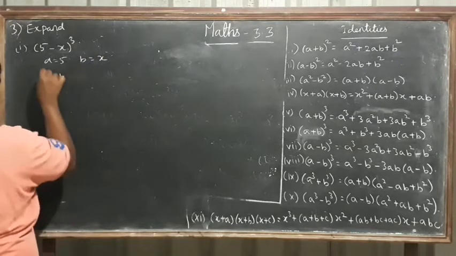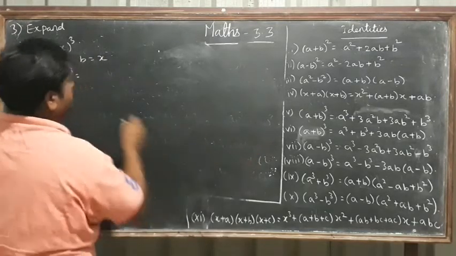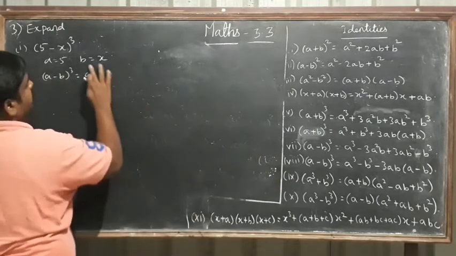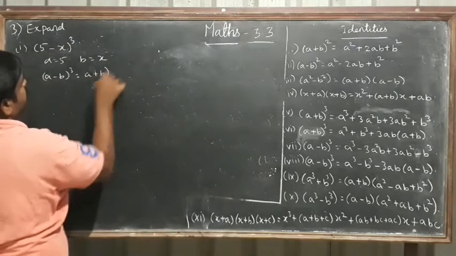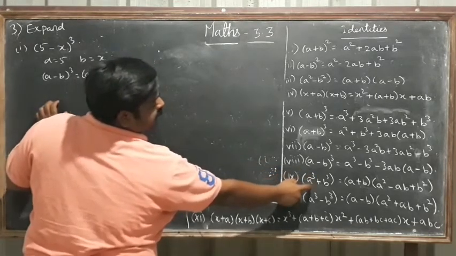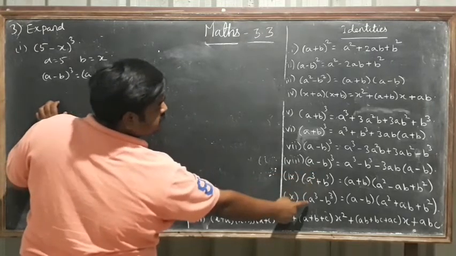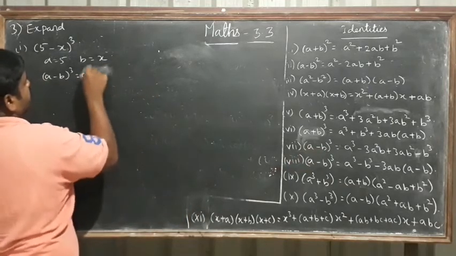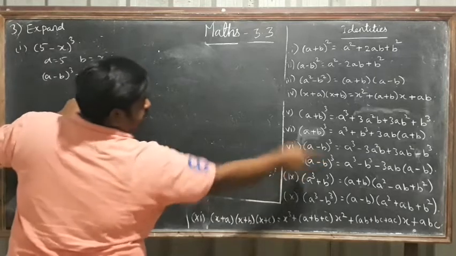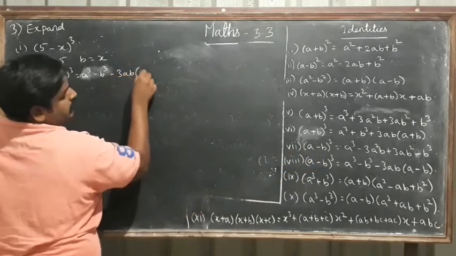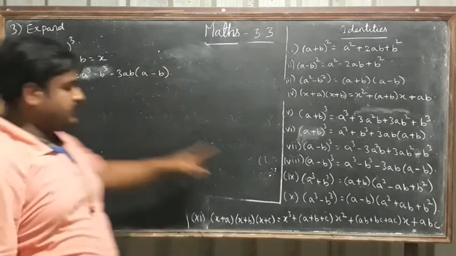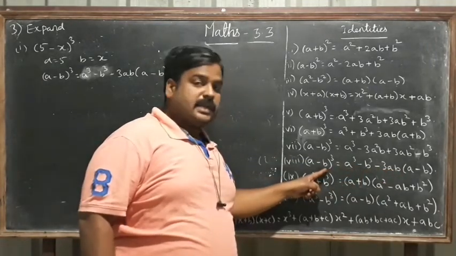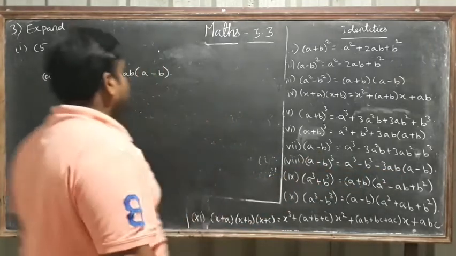So what is the formula for a minus b the whole cube? A minus b the whole cube is equal to a cube. Let me use the second formula. A cube minus b cube minus 3ab into a minus b. So here is the formula a minus b the whole cube. A minus b the whole cube is equal to a cube minus b cube minus 3ab into a minus b. I can use either this formula or this formula, any one of the formulas, right?